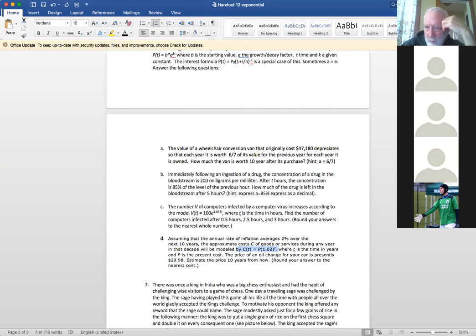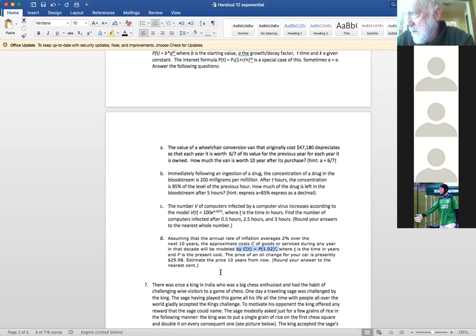Could you say that one more time? Sure. For number 6D, the formula C of T should be 1.02 to the T. I have it correct here, but I think on yours it says P times 1.01 to the T. Okay, I get it. It just didn't match what I said above.